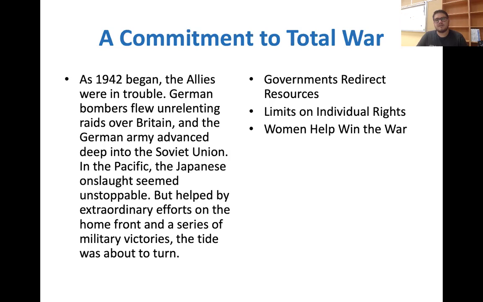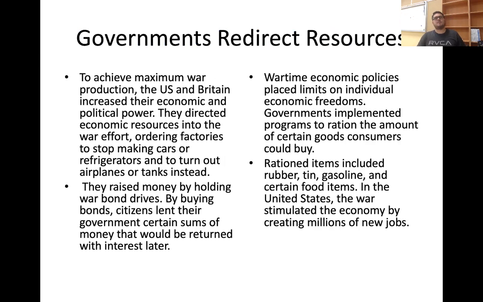So these are going to be the 3 little sub-chapters in this section. It's going to be governments redirect resources. What does that mean? Limits on individual rights, and women help win the war. So those are going to be 3 pretty important things. So the first thing we're going to do is talk about how the governments redirect resources.